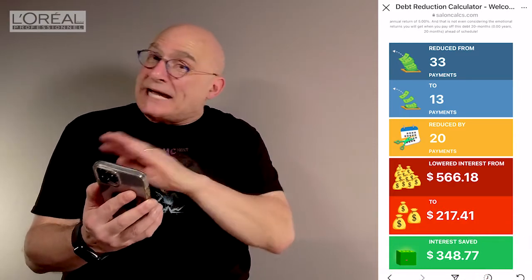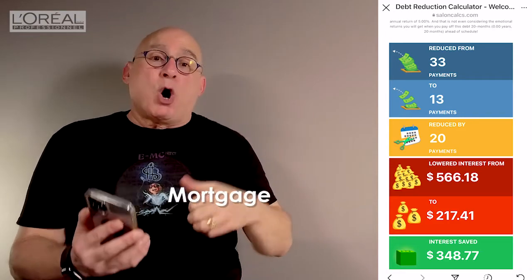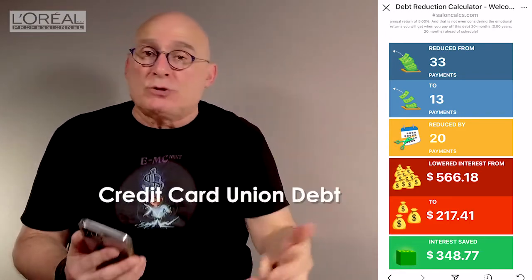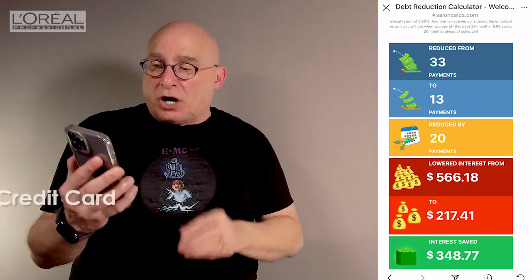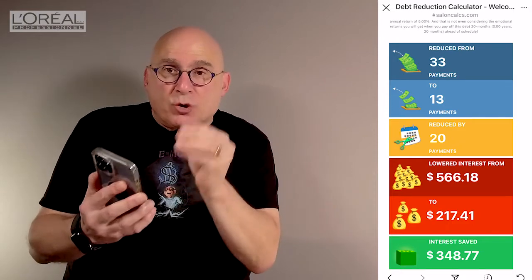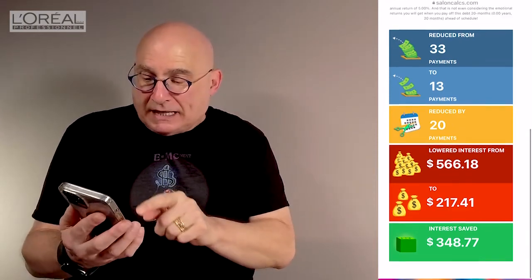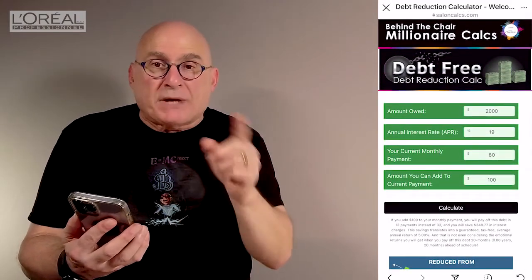So you can take any debt, whether it's your mortgage on your home, your second mortgage, a credit union debt, a car payment, student loan, credit card, and this is what we do as we take each debt and we set a debt reduction goal. It tells us how quickly we can pay this off and how much money we save when we do.